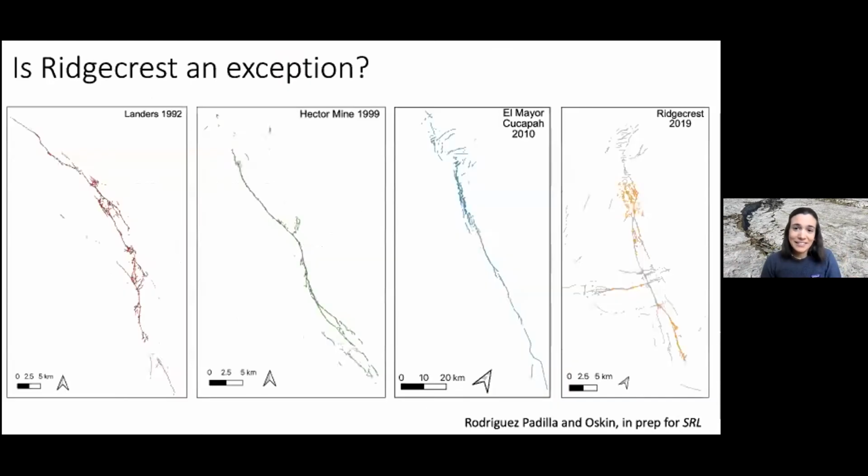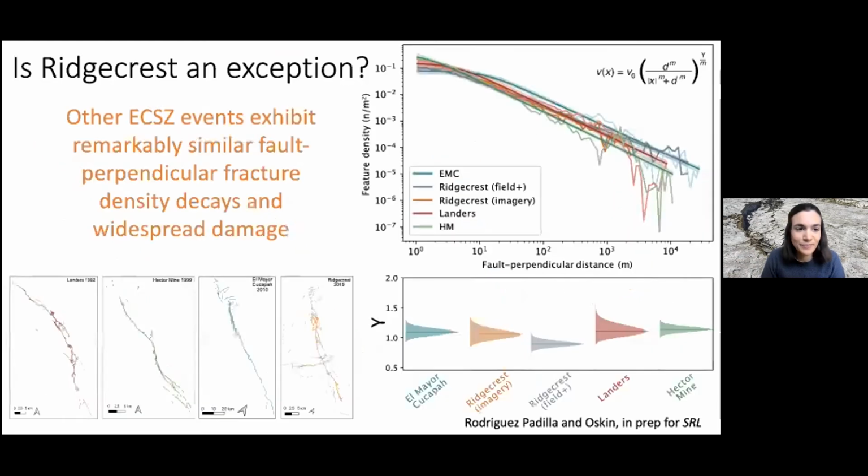Another question that this work raises is whether Ridgecrest is an exception. We all know Ridgecrest is kind of weird. We have these orthogonal faults. We have cracks everywhere. So we took a look at other well-documented Eastern California shear zone earthquakes to see if they look any similar.